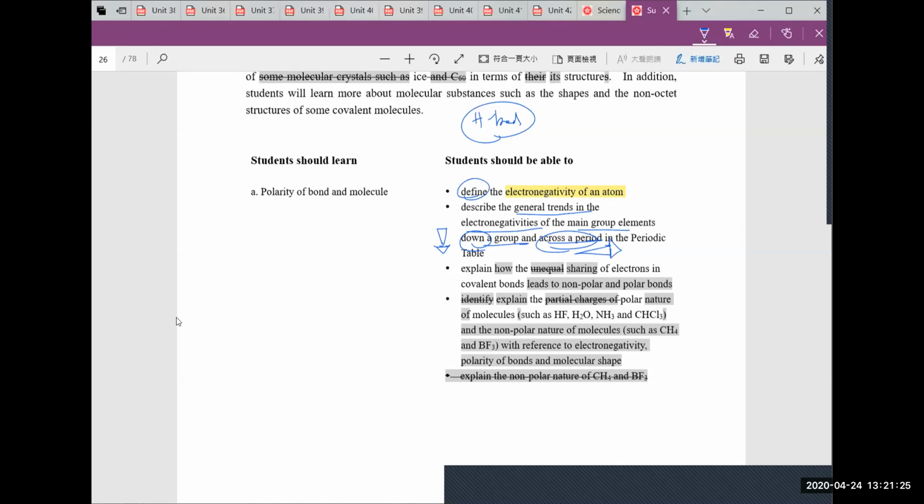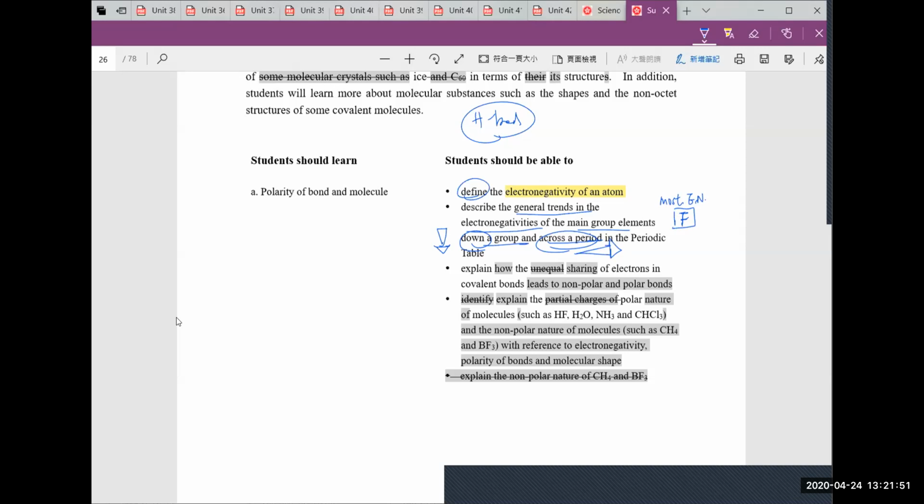What is the reference point? The reference point is fluorine. Fluorine is the most electronegative element in the periodic table. So the one which is closer to fluorine is more electronegative. Of course, when you compare with fluorine, fluorine is the most electronegative.